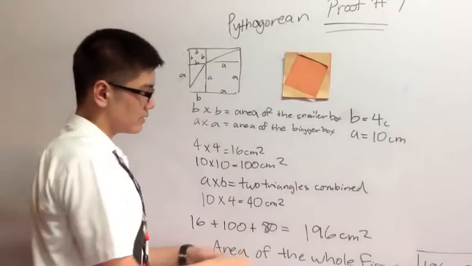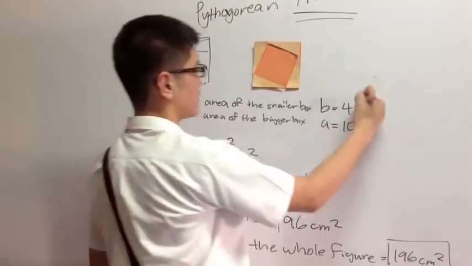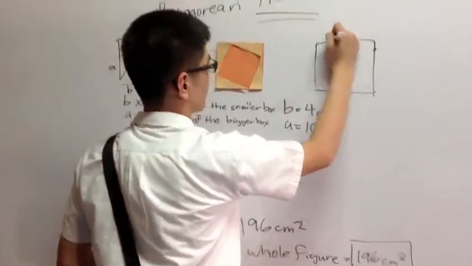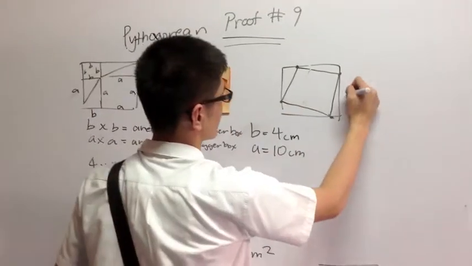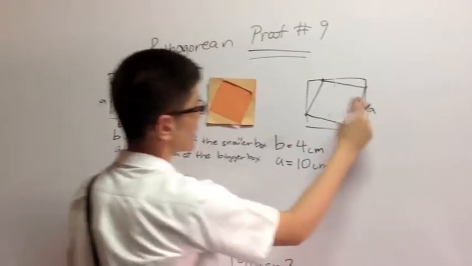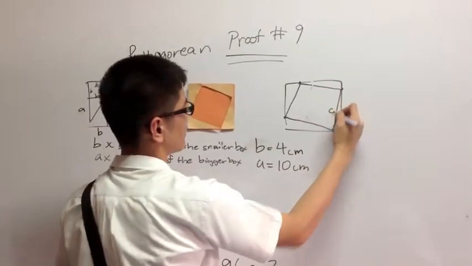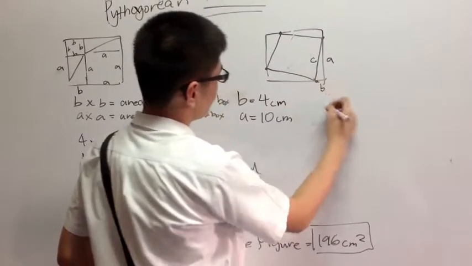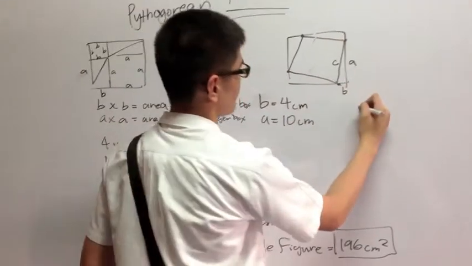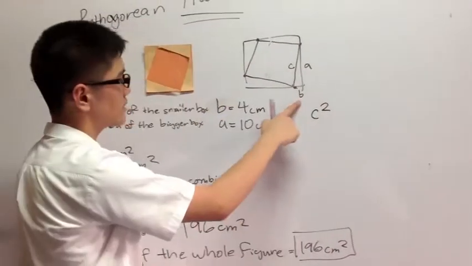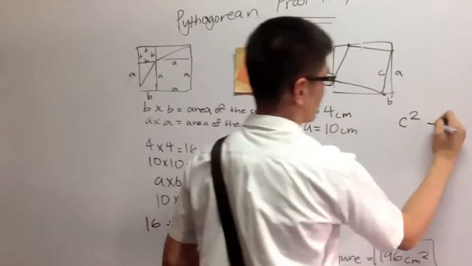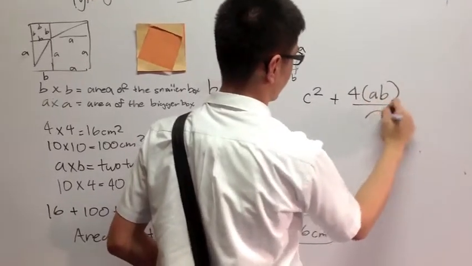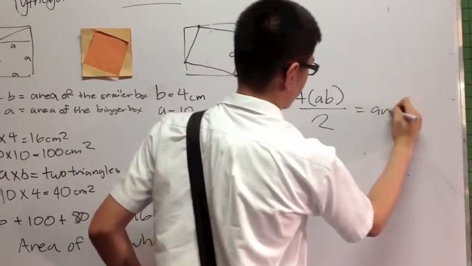Now that we know the whole area of the first figure, let's see if it's still the same with this rearranged figure. We know that this is A, this is B, and let's name this side C. To get the area of the whole figure, we need to find the area of this square first. So C squared plus all the areas of the four triangles, so plus 4 AB over 2. We get the area of the whole figure.